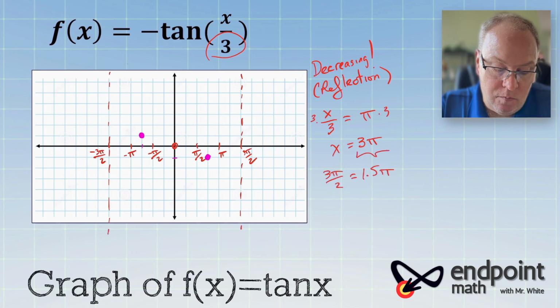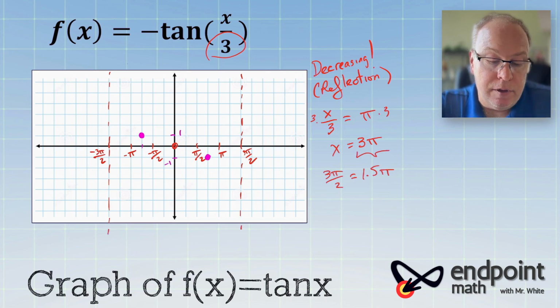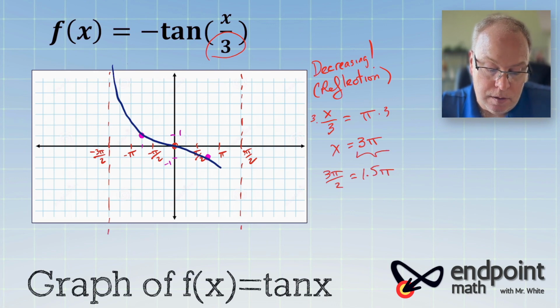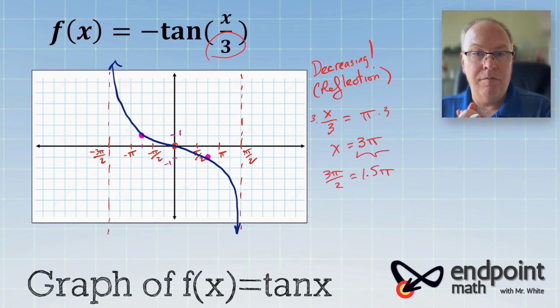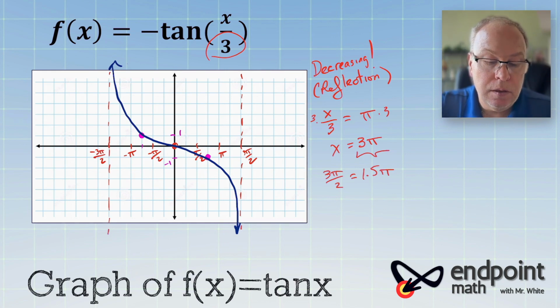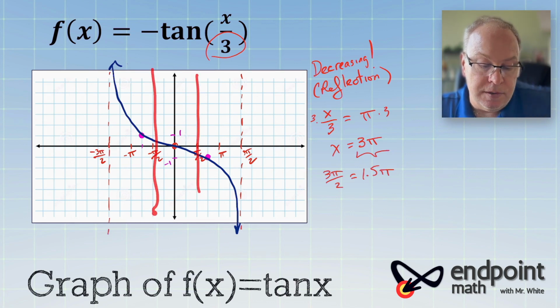There's negative 1, and there's 1. So now I can graph the curve itself. It goes through here, and then it goes down like that. So that's one period of negative tangent. This is decreasing, and it was 3 times slower than normal. Normally it would have fit in this region here, but this is actually 3 times bigger.